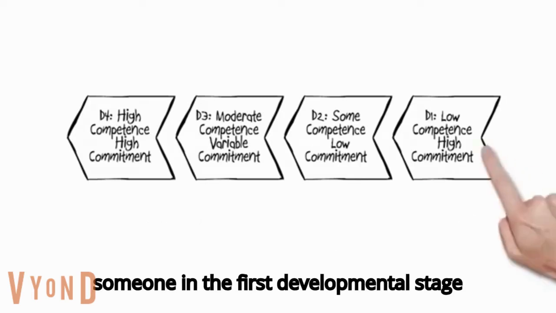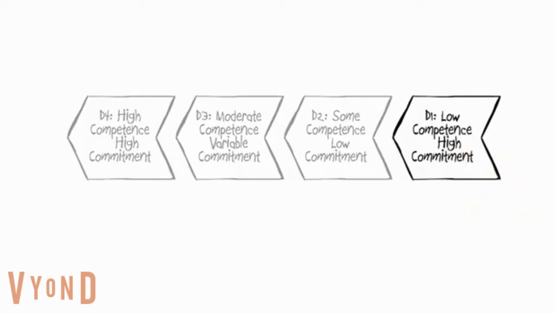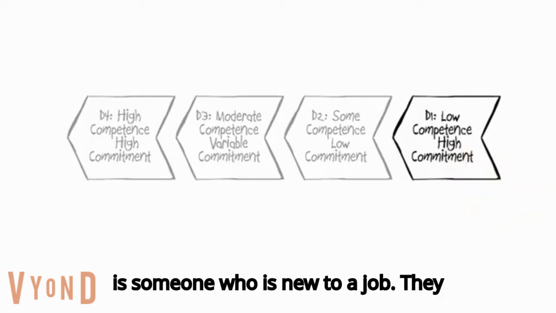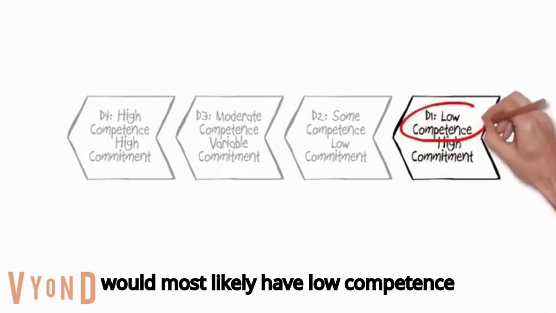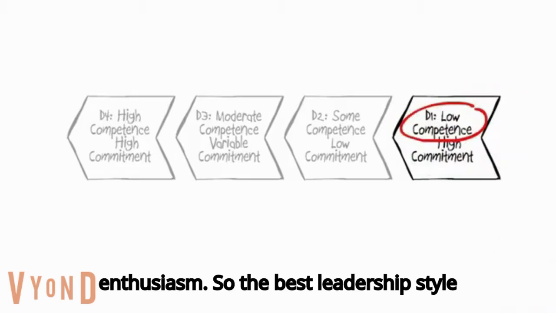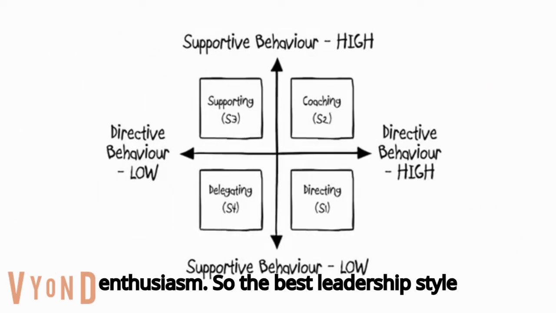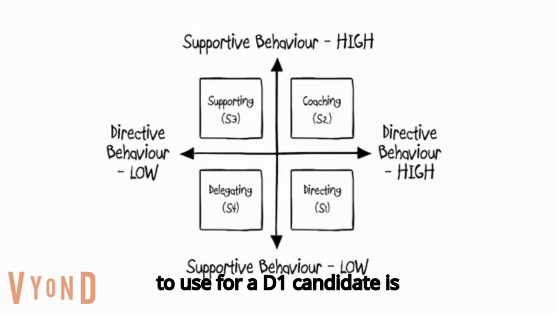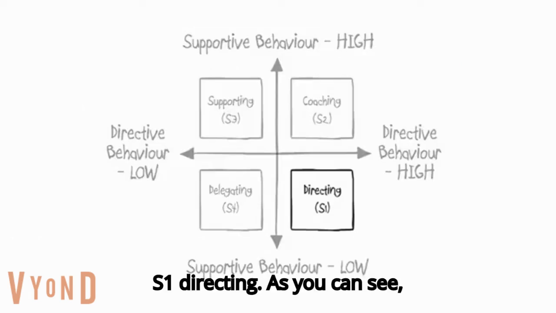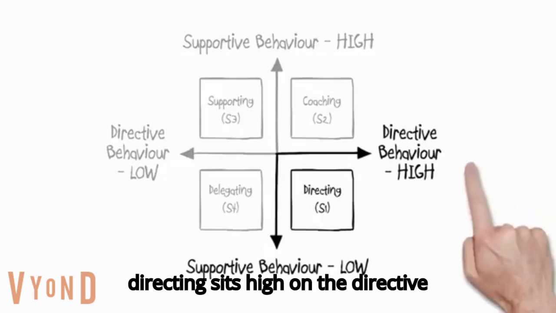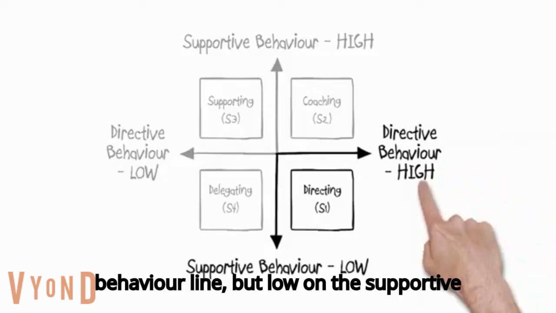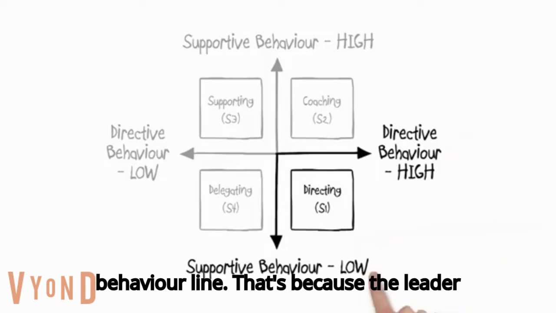So a good example of someone in the first developmental stage is someone who is new to a job. They would most likely have low competence being new, but high commitment and enthusiasm. So the best leadership style to use for a D1 candidate is S1, directing. As you can see, directing sits high on the directive behavior line, but low on the supportive behavior line.